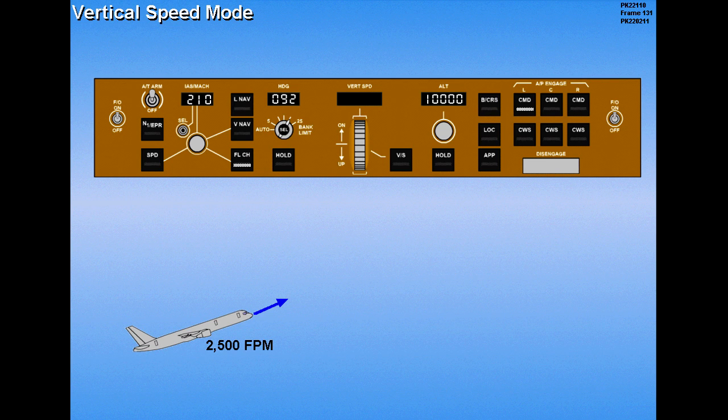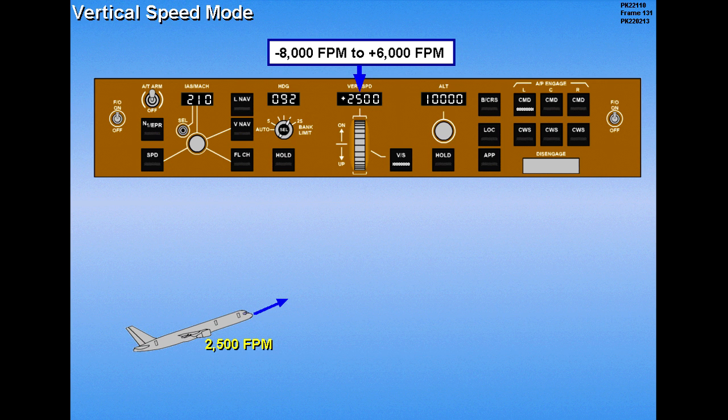The vertical speed mode is engaged by pressing the vertical speed switch. When the mode is initially engaged, the window shows the existing vertical speed. The display range is from a negative 8,000 feet to a positive 6,000 feet per minute.